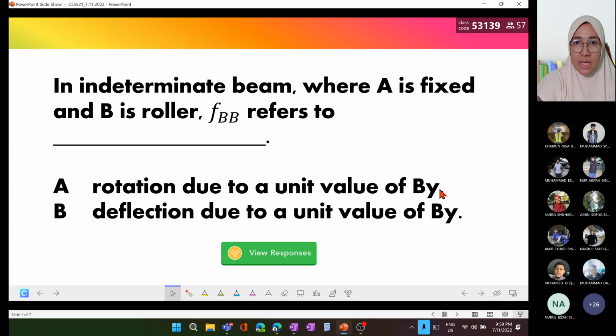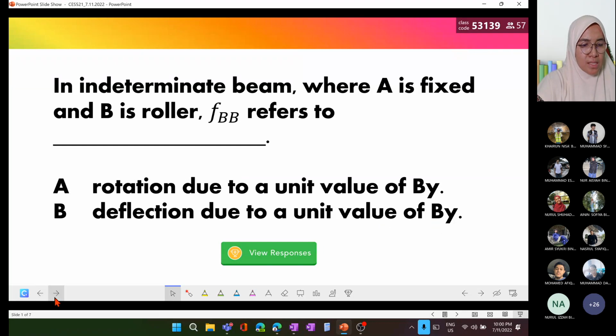Okay, and there is no rotation at B because B is a roller. Rotation we can calculate if we want using the unit load method. But the answer for this one, because By is the redundant, the partner is deflection. P and delta. It is the deflection due to a unit value of By.